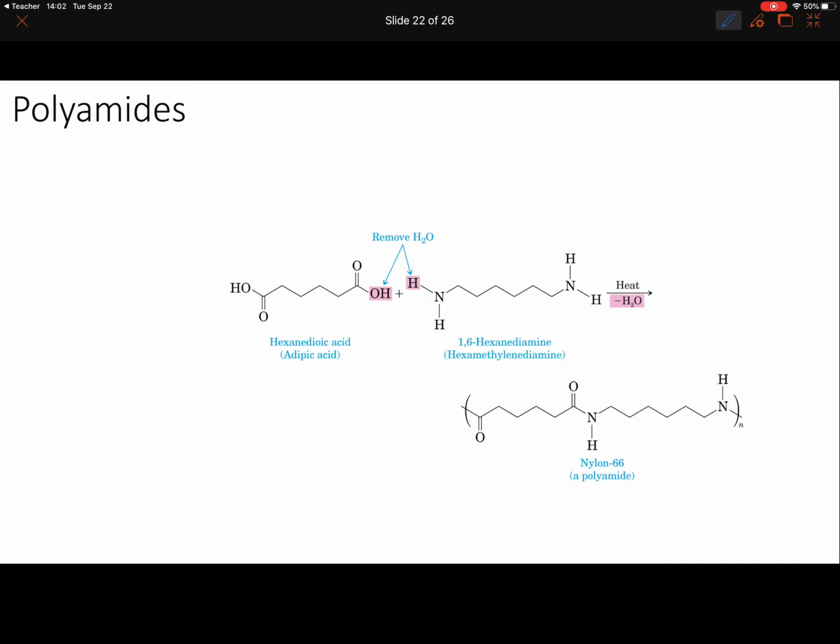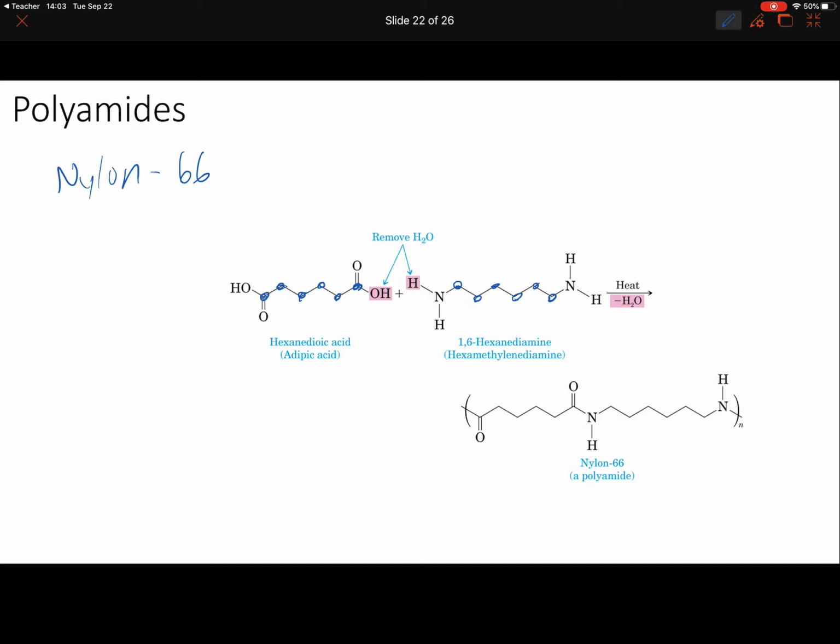So let's take a look. So this is a polyamide. Now, I think what I'm showing you here is actually nylon 66. It's called nylon 66 because it comes from two 6-carbon molecules. This is a dioic acid, so it's got two carboxylic acid functional groups, and then this 6 carbon is a diamine. It's got two amine functional groups.